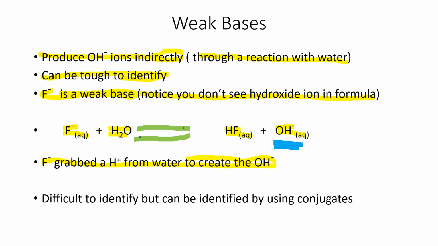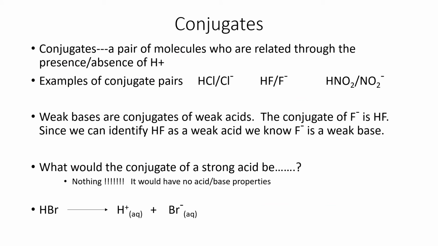These weak bases can be very difficult to identify, but there is a technique that we're going to talk about to identify them. We can identify these by using what are called conjugates. So we want to talk a little bit about conjugates. Conjugates are a pair of molecules who are related through the presence or the absence of an H plus ion.